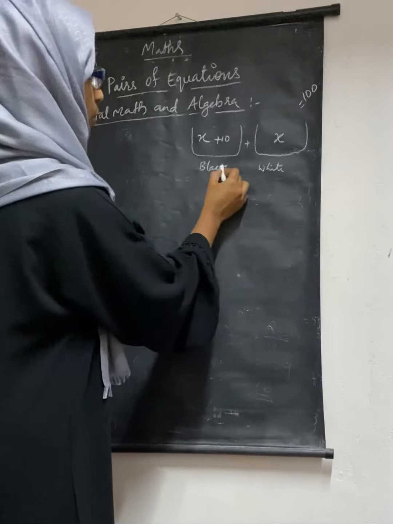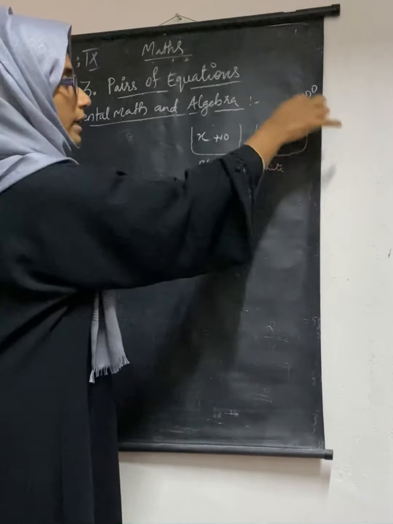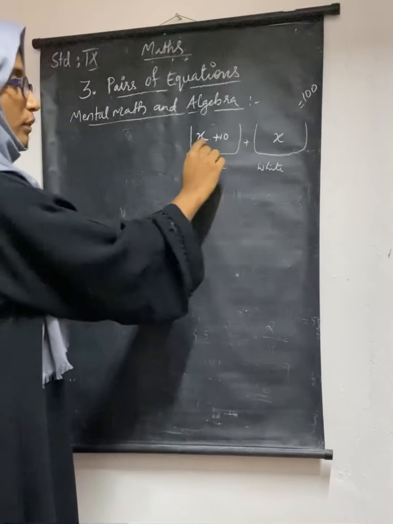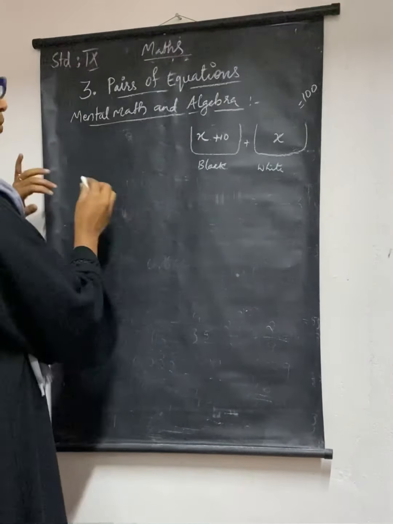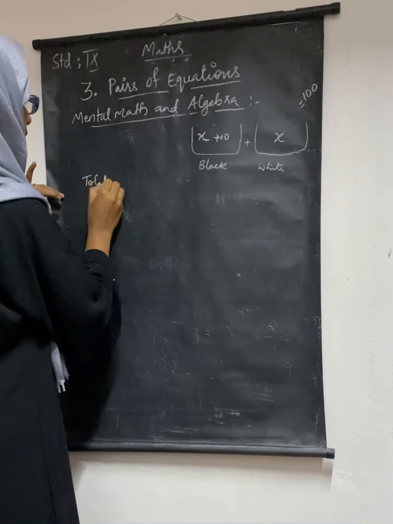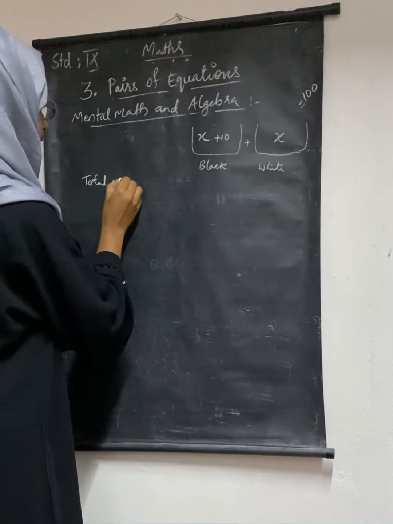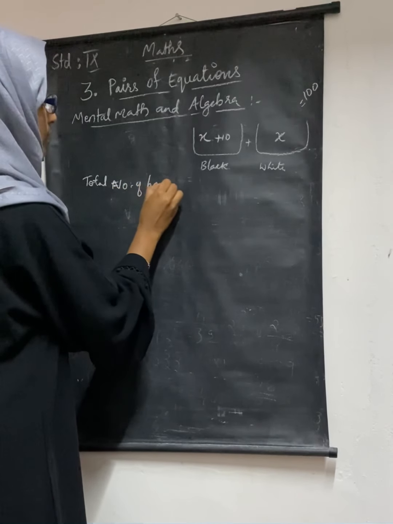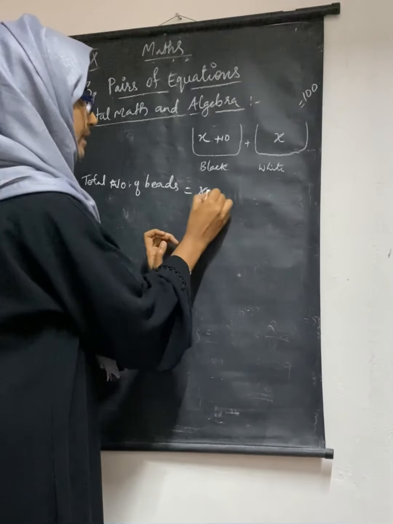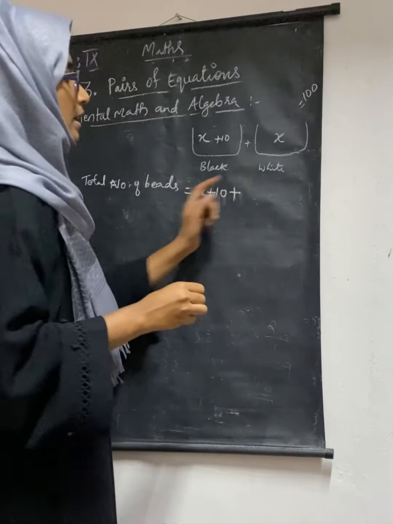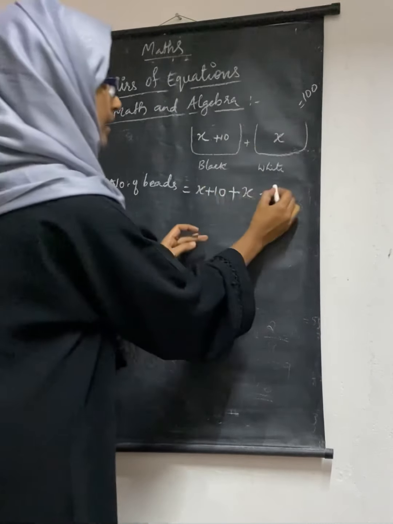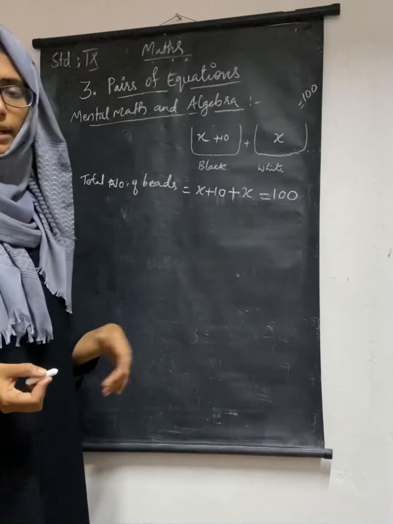So what to do now? You know that when you add black and white, you get 100. So we have to use this as an equation. We can write: total number of beads is equal to, how much is your black? Black is x plus 10. x plus 10 plus white, which is x. And the total is already given, 100. So this is the way we have to make an equation.